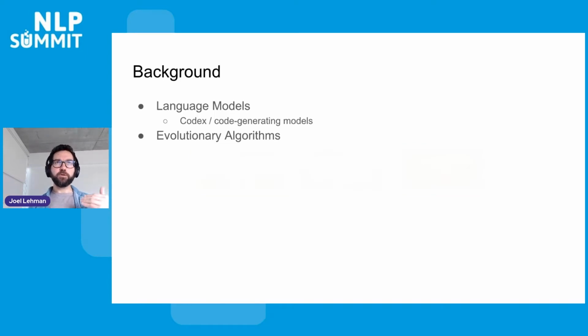But first, let's take a step back and look at a little bit of background behind these things so we get a better sense of what this approach is really about. So I'll talk first just a little bit about language models, and in particular about these kinds of code-generating models that will be used in this work, and also give a little bit of an intro to evolutionary algorithms.